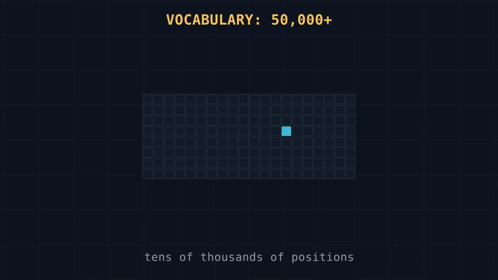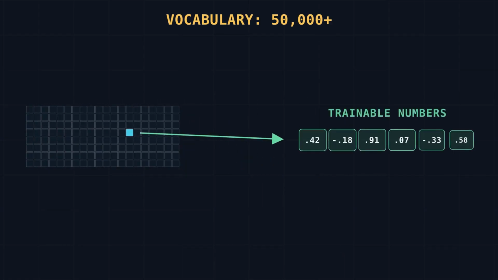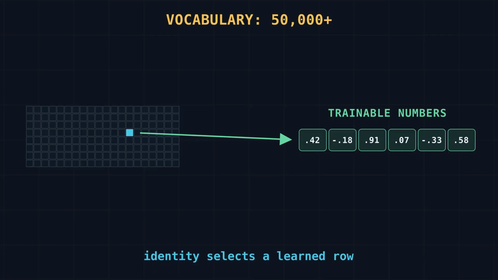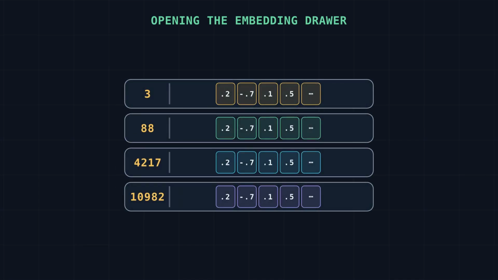Every token needs a vector with tens of thousands of positions, almost all of them 0. It is a huge identity card with no learned geometry. The useful part is not the wall itself. It is what happens when that one active switch is connected to a smaller bank of trainable numbers. Picture an embedding table as a cabinet. One drawer for every token in the vocabulary. Each drawer contains a strip of numbers.